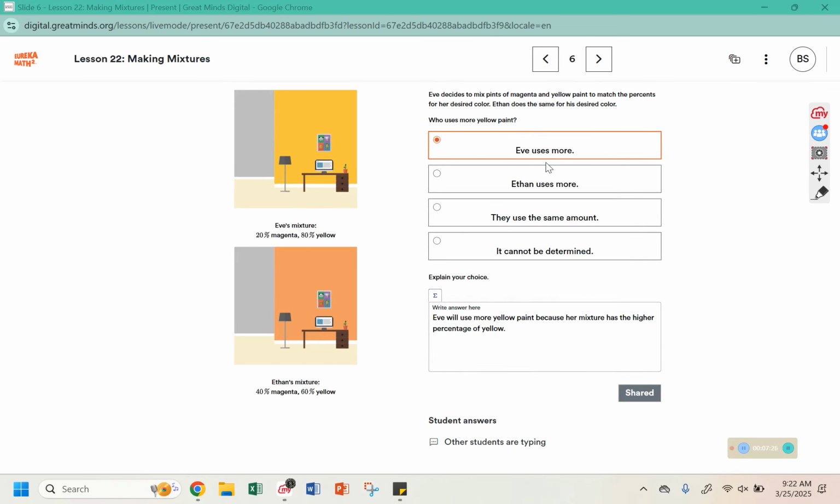However, that is assuming that they use the same amount of paint. But we don't necessarily know that they use the same amount of paint. If Eve only makes a mixture that uses 5 pints, and Ethan makes a mixture that uses 100 pints, Ethan's going to use more yellow, even though his percentage is lower, because he's going to make a mixture that has more paint altogether.